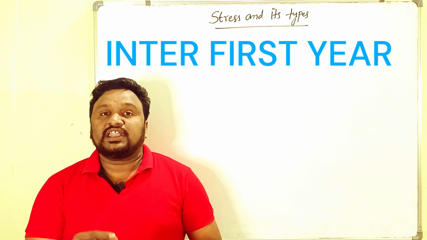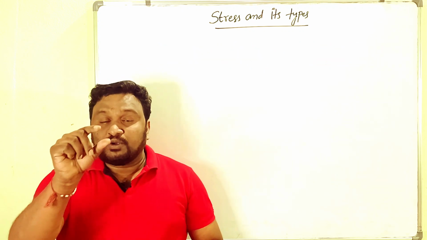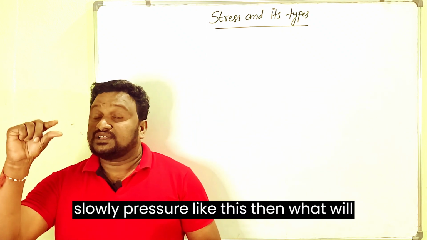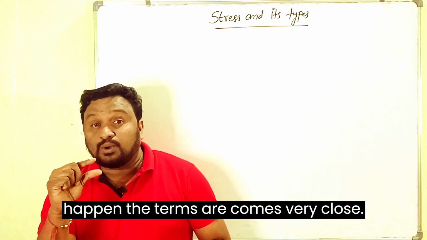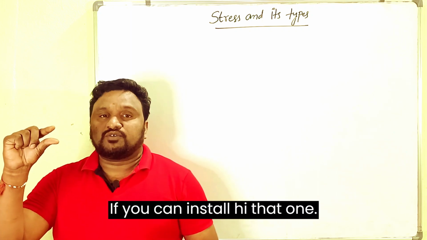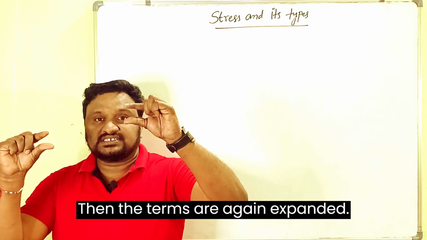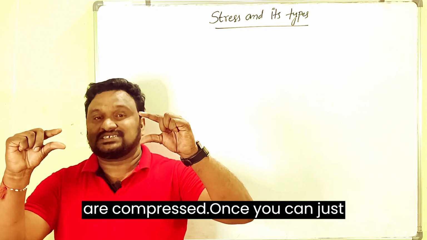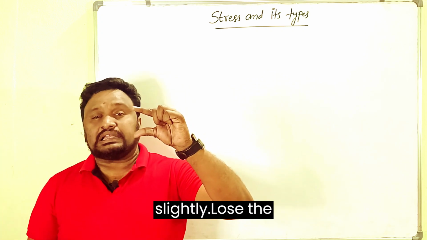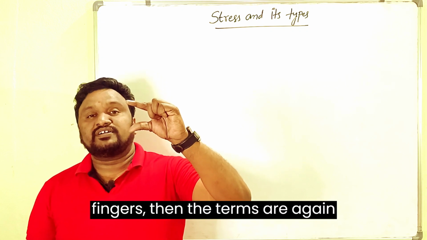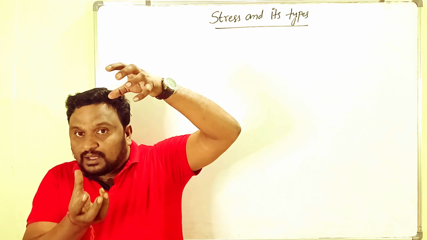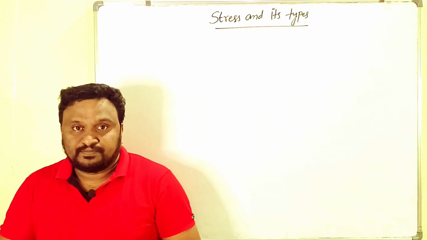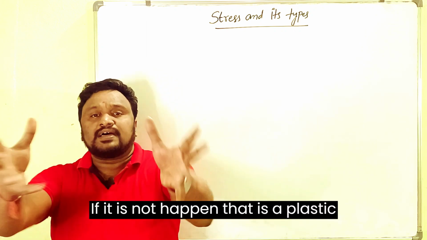Dear students, if you take a spring, the spring that is inside our pen, and slowly press it like this, then what will happen? The turns come very close. If you slowly leave it, then the turns expand again. When we are pressing slowly, the turns are compressed. Once you slightly loosen the fingers, the turns come back to the original condition. That nature is called elastic nature. If it does not happen, that is the plastic nature.